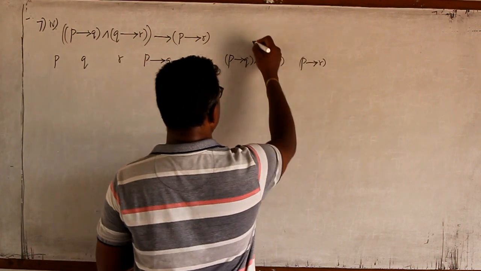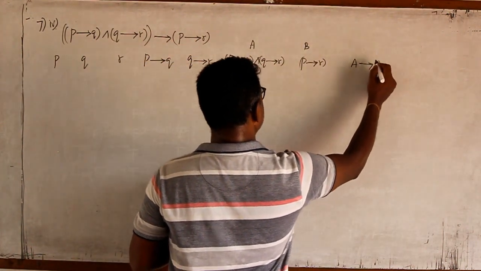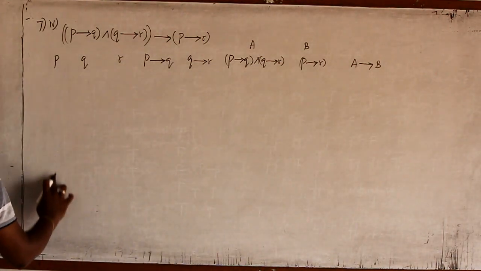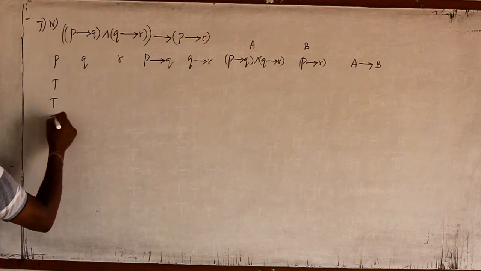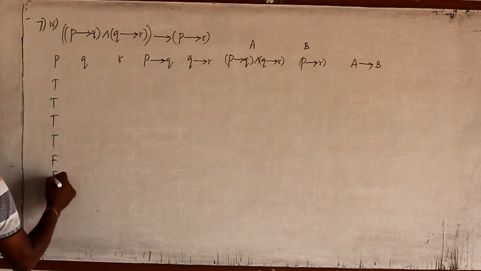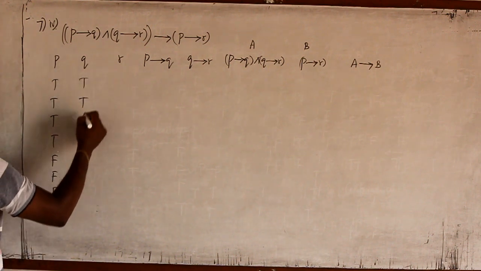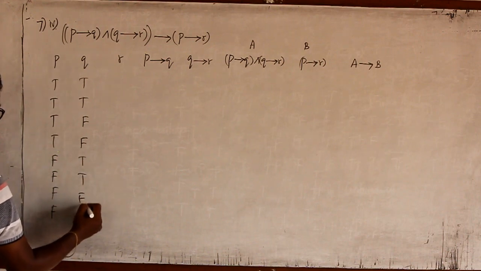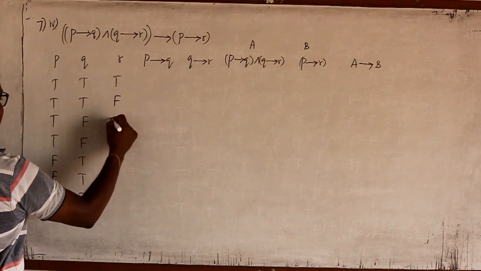Then we shall keep this one as A, this one as B. This is our resultant one. Now, there must be 8 elements. Remember, 3 sets, so 8 elements. So 4 true statements, 4 false statements. Q means half of this: 2 true, 2 false, repeated. Then half of this: 1 true, 1 false, repeated.